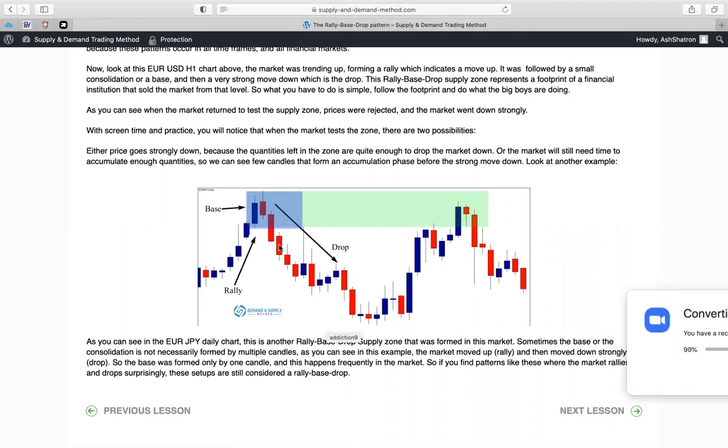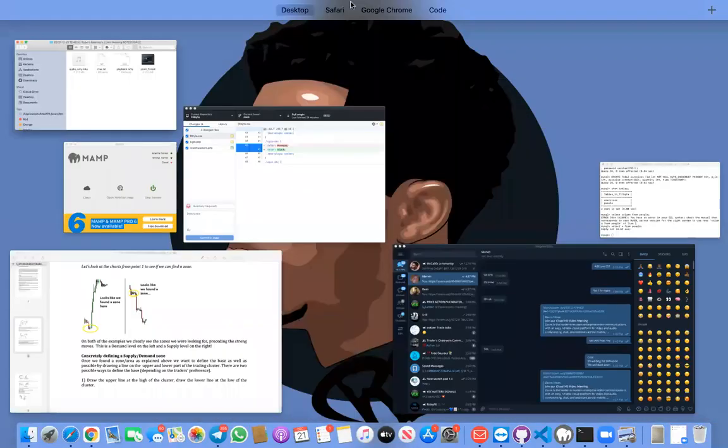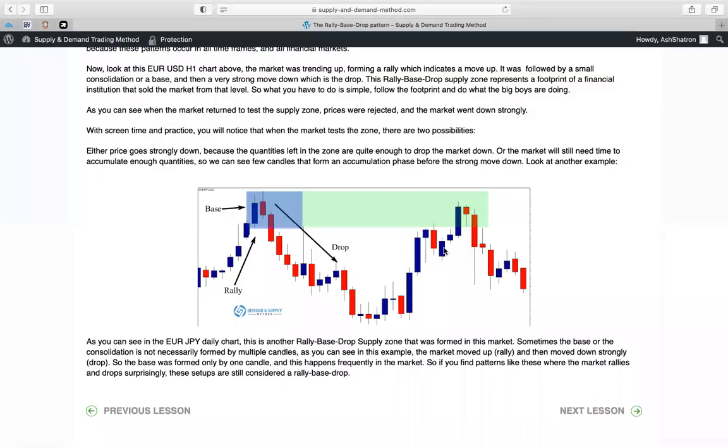But if this is not really strong, then this zone is weak. So sometimes you see rejections, but price doesn't stay long at this region. Price goes down, shows some indication, and goes back up, especially when there is a lot of news coming out.